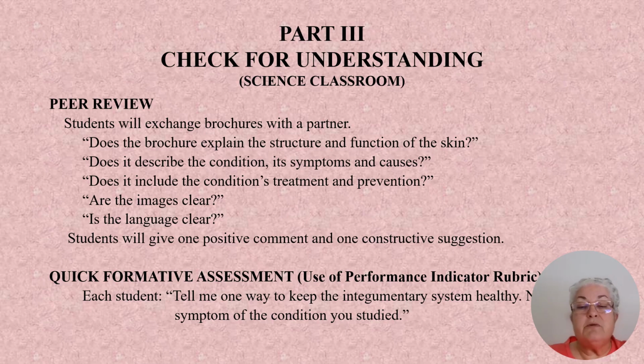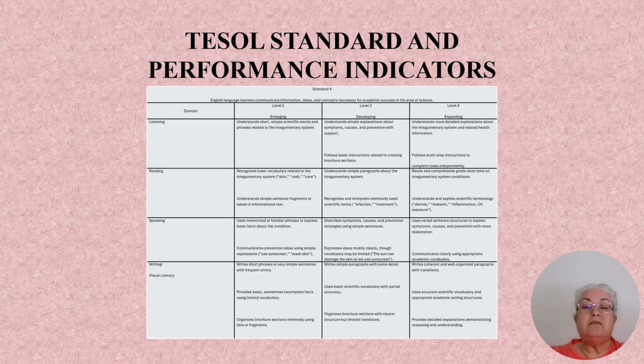The students will give one positive comment and, if it applies, one constructive suggestion. I will also be using a quick formative assessment. I will be using the performance indicator rubric. To each student, I will be asking, tell me one way to keep the integumentary system healthy and name one symptom of the condition you studied. This is the TESOL standard and performance indicators rubric that I will be using for the quick formative assessments of my students.